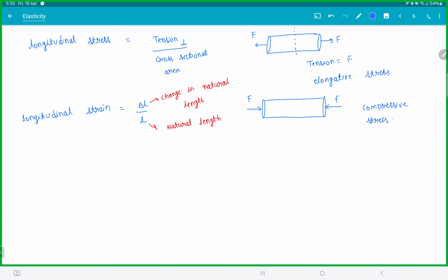Now, when you take a ratio of these two, what we find is that stress is proportional to strain. This is called Hooke's law. The proportionality constant is given by Young's modulus, Y, which is stress by strain.